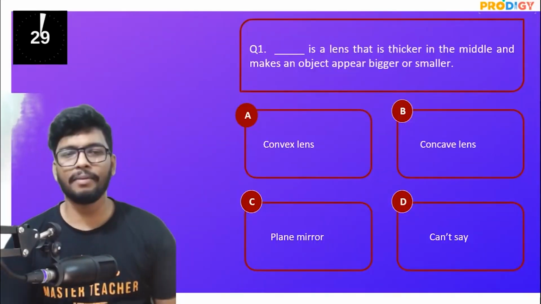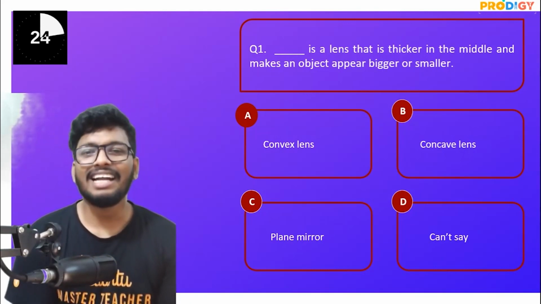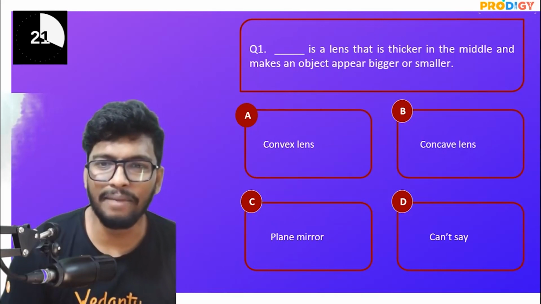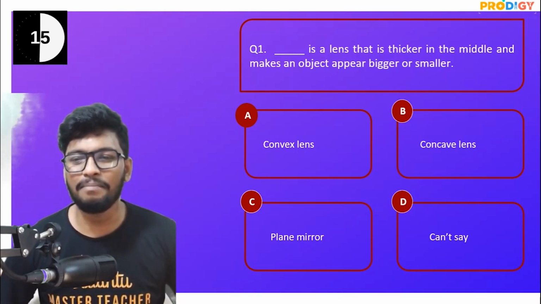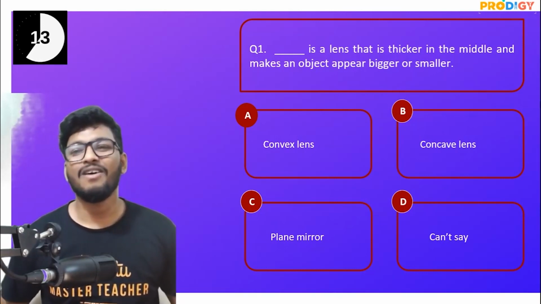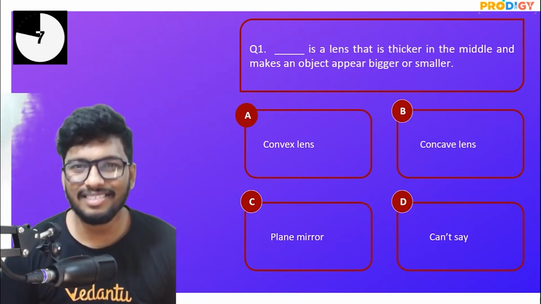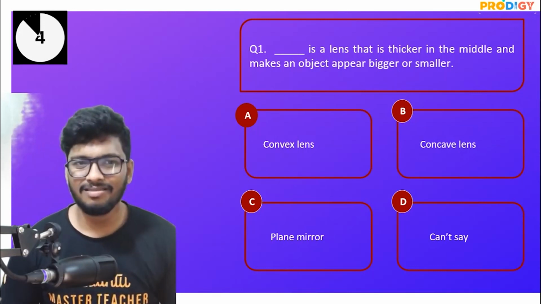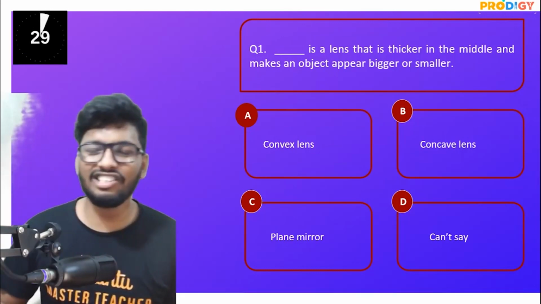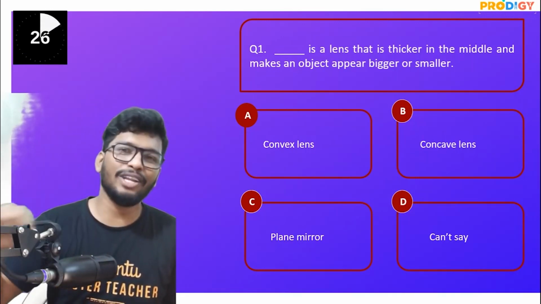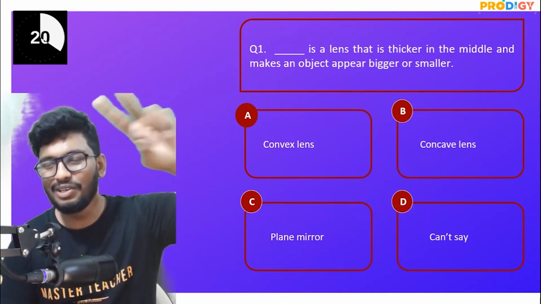All right, quiz time, people. Let's go, 30 seconds. Here it is. The first question of what we have just studied: Dash is a lens that is thicker in the middle and makes an object appear bigger or smaller. Is it convex lenses, concave lenses, a plane lens, plane mirror, or can't say? Which of these is thick in the middle and thin at the edges and makes the object appear bigger or smaller? If you need more time, people, please pause the video and then answer the question. I will answer the question in 5, 4, 3, 2, and 1.